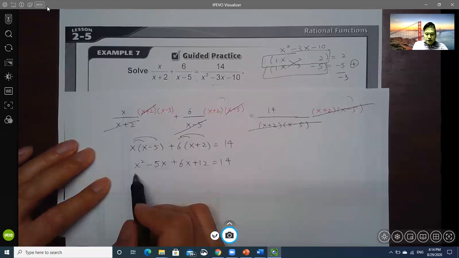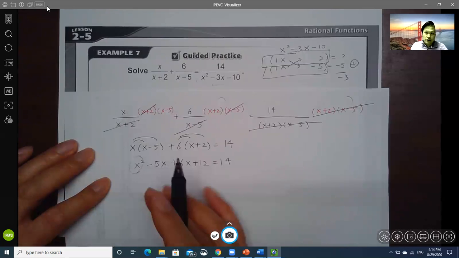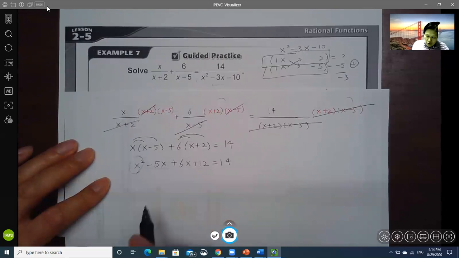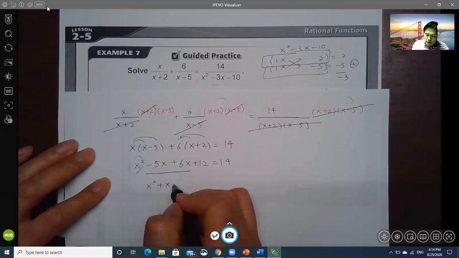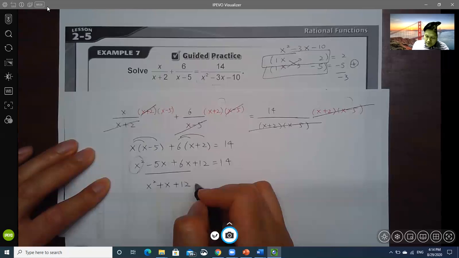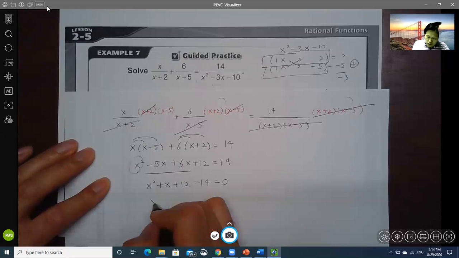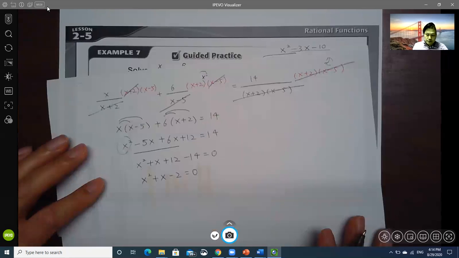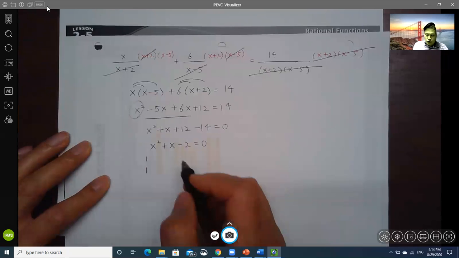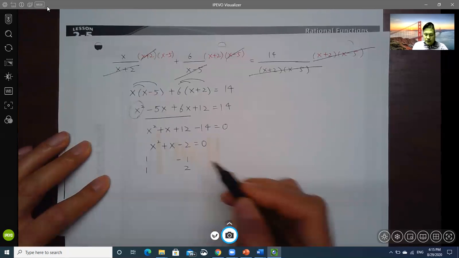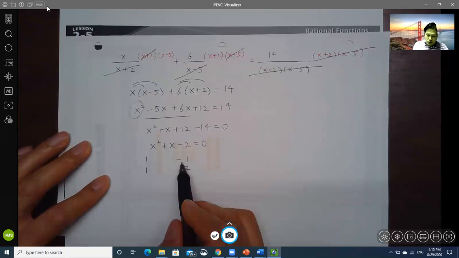So when you have a square, you want to move everything to one side. I'm going to combine like terms here, x squared plus x plus 12. You want 14 to be on the left. So x squared plus x minus 2 equal to 0. Solve for x. Factoring: 1 times 1, 1 times 2, you want minus 2. So minus 1 times 2 makes minus 2.